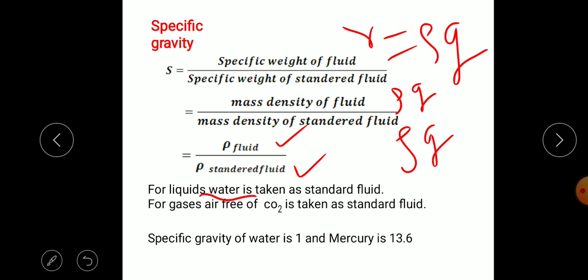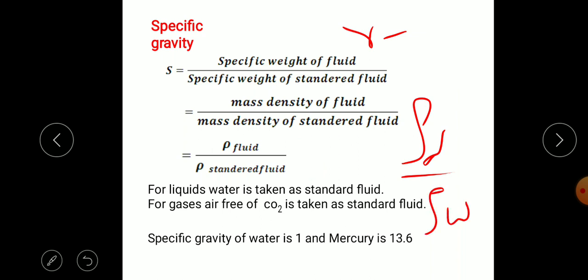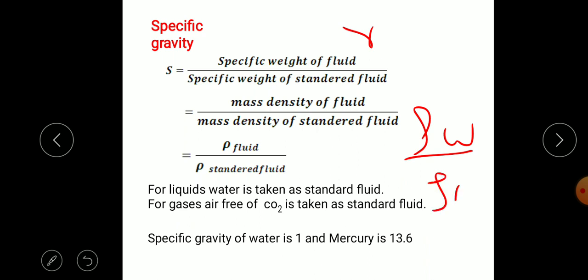So if you have to determine the specific gravity of diesel, the specific gravity of the diesel will be density of the diesel upon density of the water. Density of water is taken as 1000 kg per meter cube. For gases, air is taken as the standard fluid. Air free of CO2 is taken as the standard fluid. So specific gravity of water is the density of the water upon the density of the water, so specific gravity of water is 1.